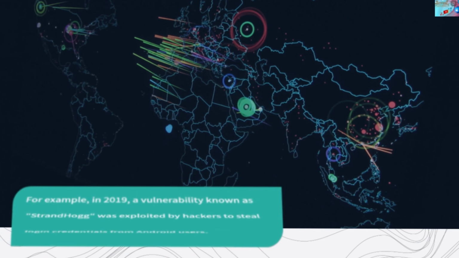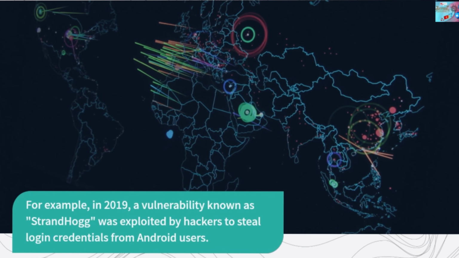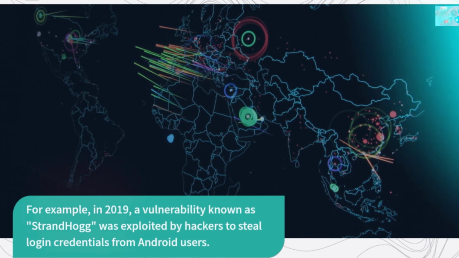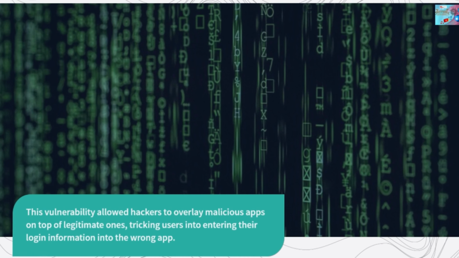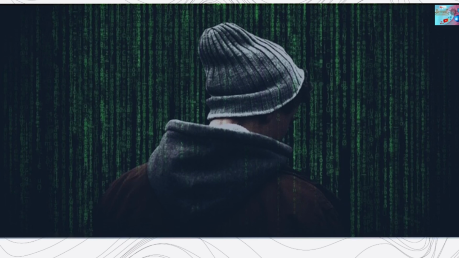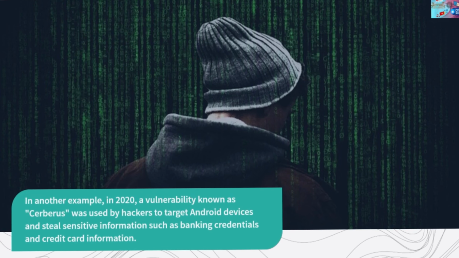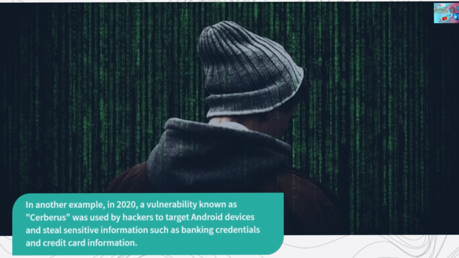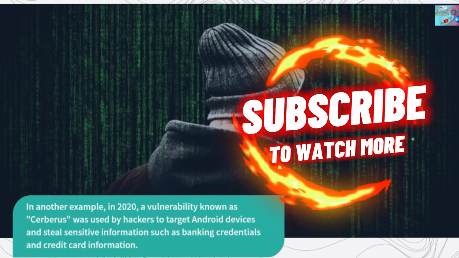For example, in 2019, a vulnerability known as Strandhogg was exploited by hackers to steal login credentials from Android users. This vulnerability allowed hackers to overlay malicious apps on top of legitimate ones, tricking users into entering their login information into the wrong app. In another example, in 2020, a vulnerability known as Cerberus was used by hackers to target Android devices and steal sensitive information such as banking credentials and credit card information.